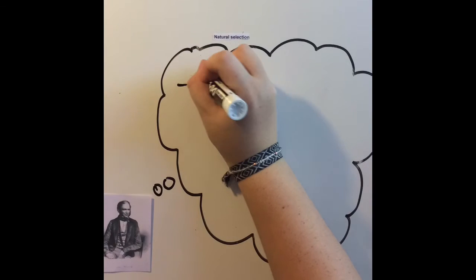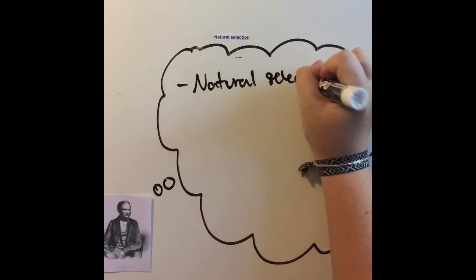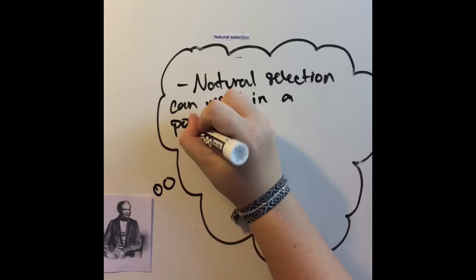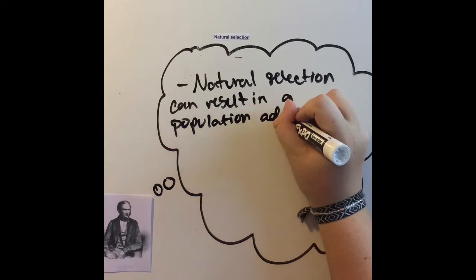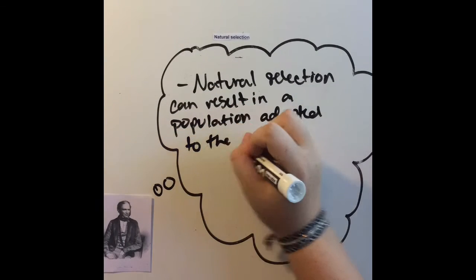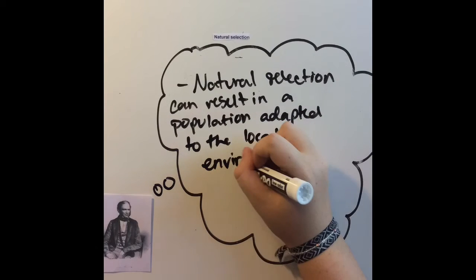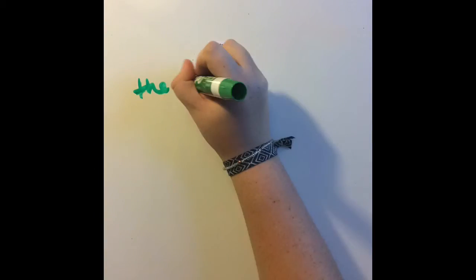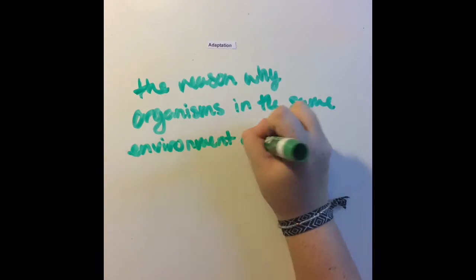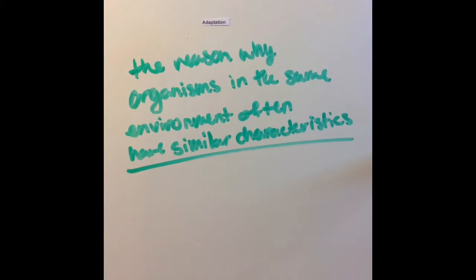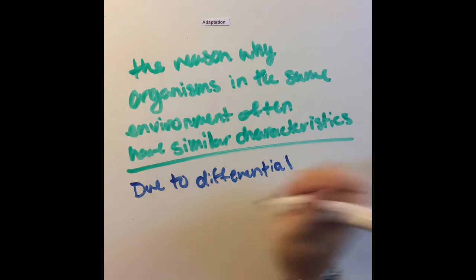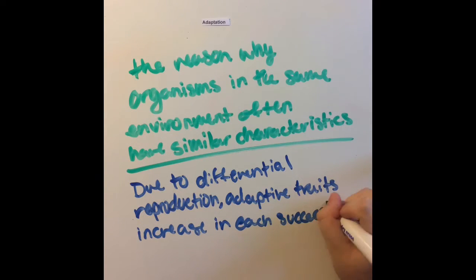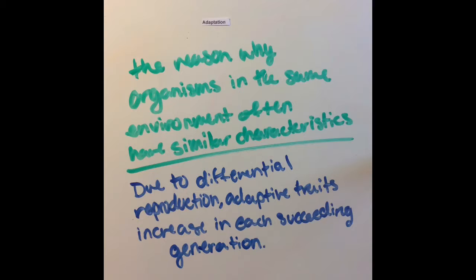Natural selection can result in a population adapted to the local environment. An increasing proportion of individuals in each succeeding generation will have favorable characteristics suited to surviving and reproducing in that environment. An adaptation is a trait that helps organisms be more suited to their environment. Adaptations are especially recognizable when unrelated organisms living in a particular environment display similar characteristics. Due to differential reproduction, adaptive traits increase in each succeeding generation.